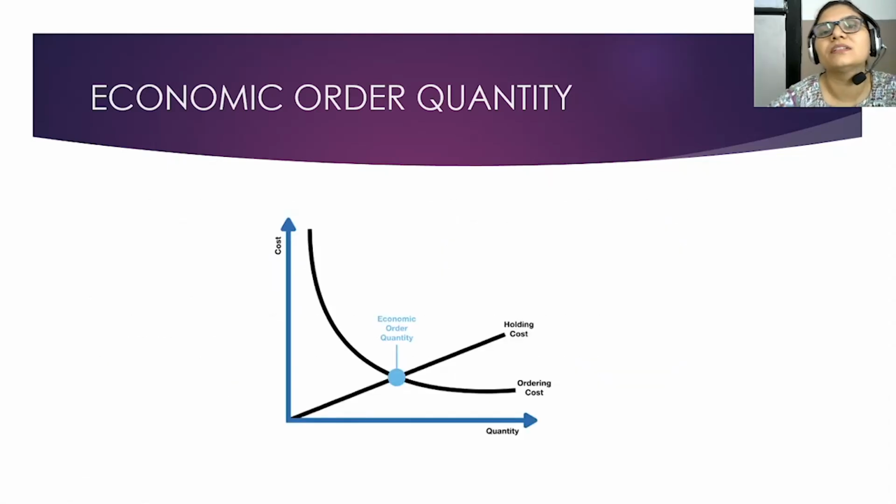We can well understand this concept with the help of a diagram, which is given. On one axis we have cost, on another axis we have quantity. Holding cost is moving upward, ordering cost is moving downward. When the number of units is increasing in a store, it is quite natural that holding cost will increase. And when the number of orders is increasing, naturally ordering cost will go down. Economic order quantity is where holding cost and ordering cost are minimum. So you can see from the diagram, when ordering cost and holding cost are intersecting each other, that particular point is known as economic order quantity.